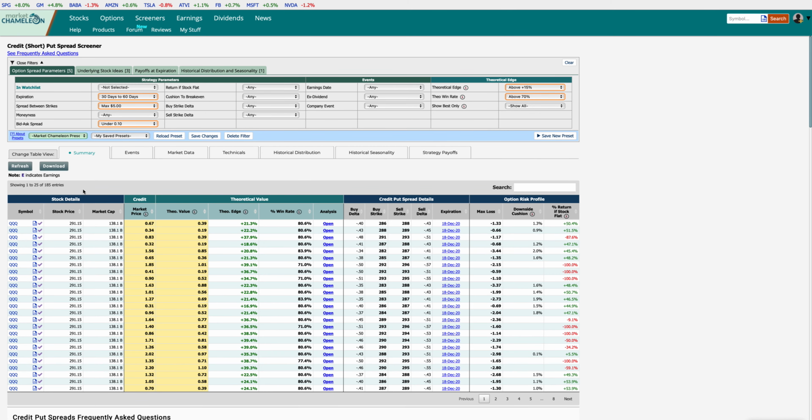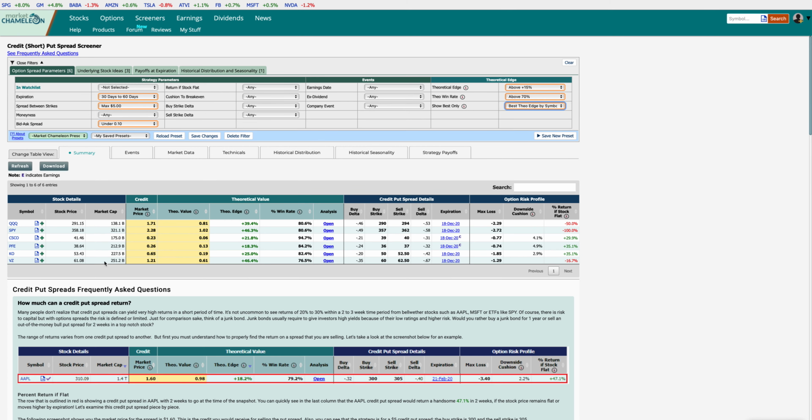If we come back to the start, if we want to narrow this down even further and just look at the best trades or the best theoretical edge for that stock, what we can do is show best only and then just go best theoretical edge or win rate, and it will scan it all. So really we have 6 of these ticker symbols, and they are the best theoretical edges per ticker symbol.